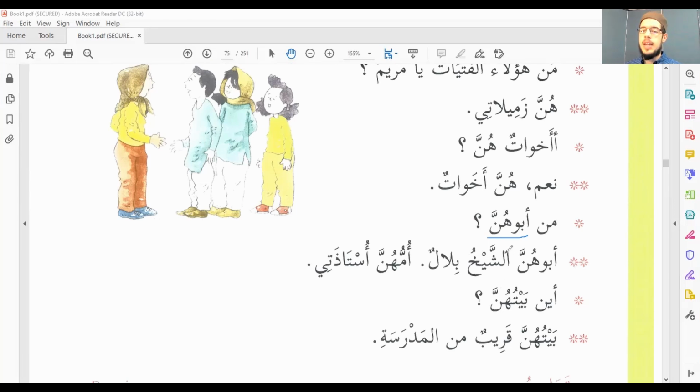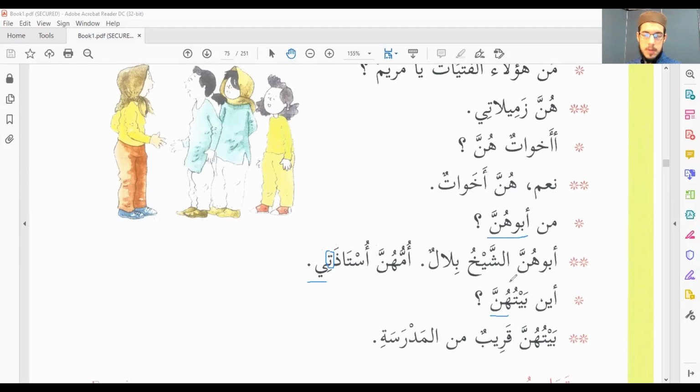But in Arabic, it has to have alif lam. The Sheikh Bilal. Ummuhunna, their mother, ustadhati, right? We have the ta, which used to be a ta marbuta in the singular, but now it's a ta maftuha because there is the possessive pronoun ya for mine after. Their mother is my teacher. Aina baytuhunna, same thing, possessive pronoun hunna on the end of bait.